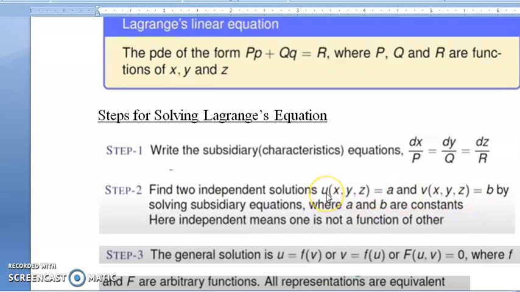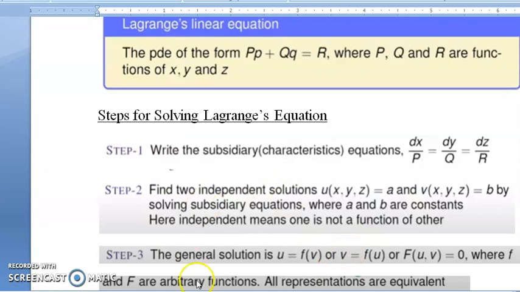So if u is equal to xy and v is equal to x square y square, then we cannot say that they are independent, since we can represent one as a multiple of the other or one as a function of the other. So here independent means one is not a function of the other. So that way you have to form the solution. We will see in detail how we can solve the subsidiary equations, or how we can find u and v.